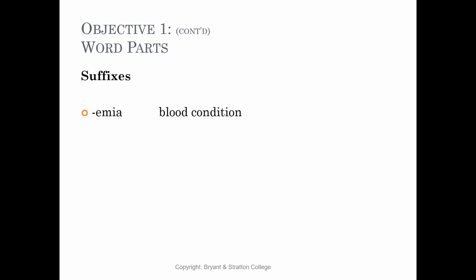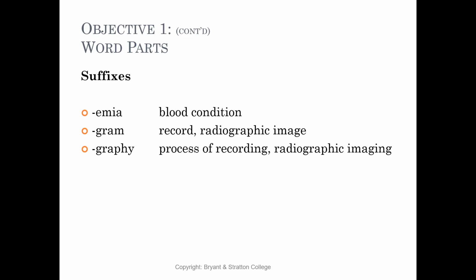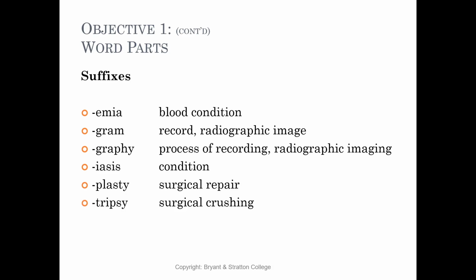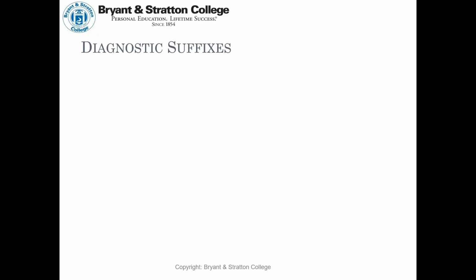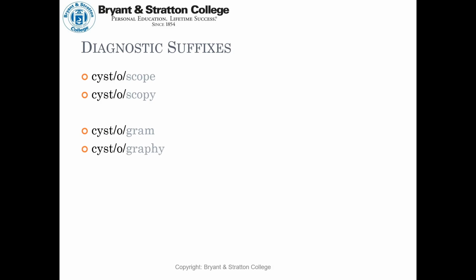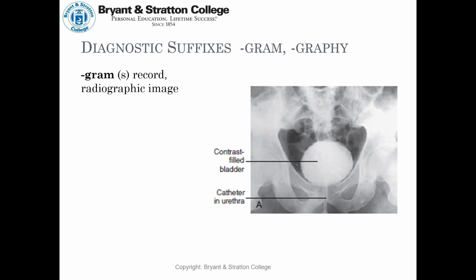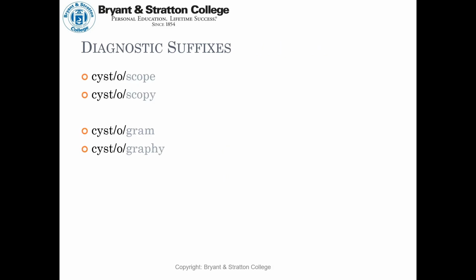Suffix emia. Again, blood conditions. I already know this one from the system. Gram, recording. Graphy is the process of recording. Iasis is just a general term for condition. Plasty is surgical repair. Tripsy is the crushing, something like lithotripsy. So cystoscopy, cystogram, cystography. These are all things that we should be comfortable differentiating these suffixes.